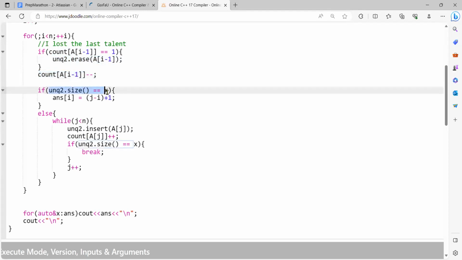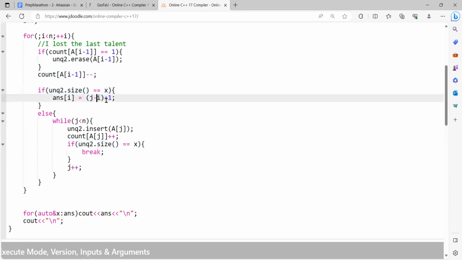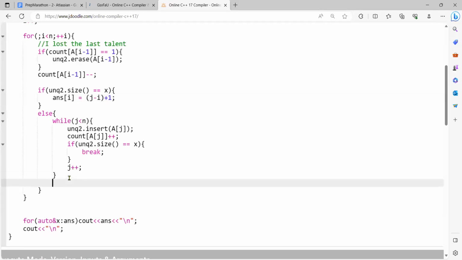If unique value size is equal to x, it means I have x number of unique talents. It means j is my endpoint, i is my current point, and this is the number of talents that I have taken. If this is not happening, then I will get other students and other talents. Now for this, answer of i is equal to j minus i plus 1.